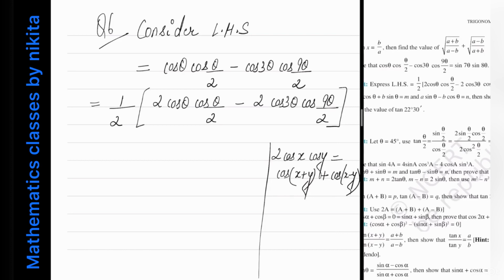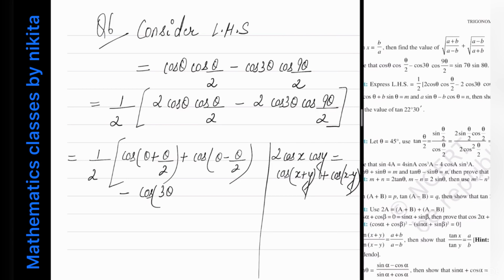So the formula of 2 cos x cos y is cos of x plus y plus cos of x minus y. After applying this formula, this will become cos of theta plus theta by 2, plus cos of theta minus theta by 2, then minus cos of 3 theta plus 9 theta by 2. But because you have a minus outside, you will get minus cos of 3 theta minus 9 theta by 2. Okay, and this will become half.